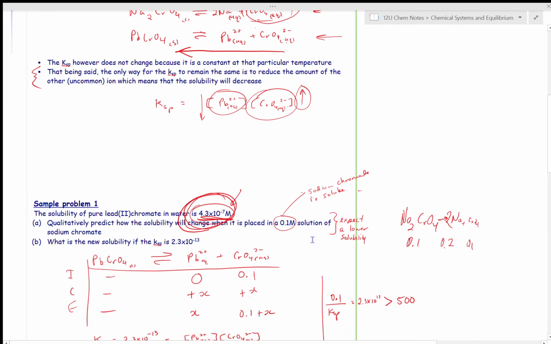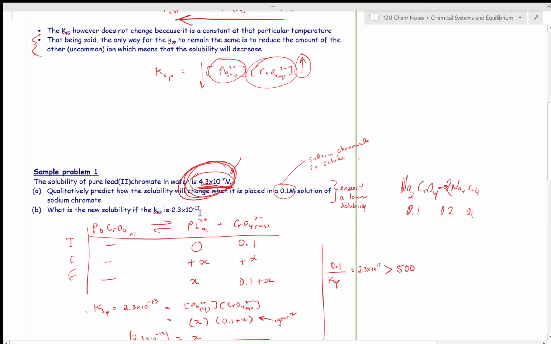So let's look at a problem here. It says here the solubility of pure lead 2 chromate in water is 4.3 times 10 to the minus 7 molar. So I've given you the x value here.